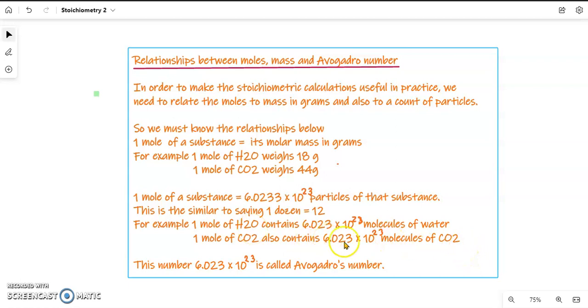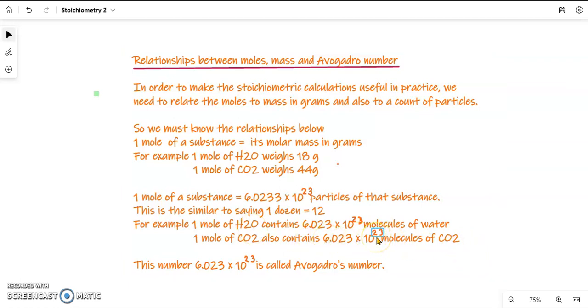Now this number, 6.023 into 10 raised to 23, is called Avogadro's number. So from these three relationships, we can also understand one more relationship: 6.023 into 10 raised to 23 particles of carbon dioxide will have a weight of 44 grams, whereas 6.023 into 10 raised to 23 particles or molecules of water will have only 18 grams.